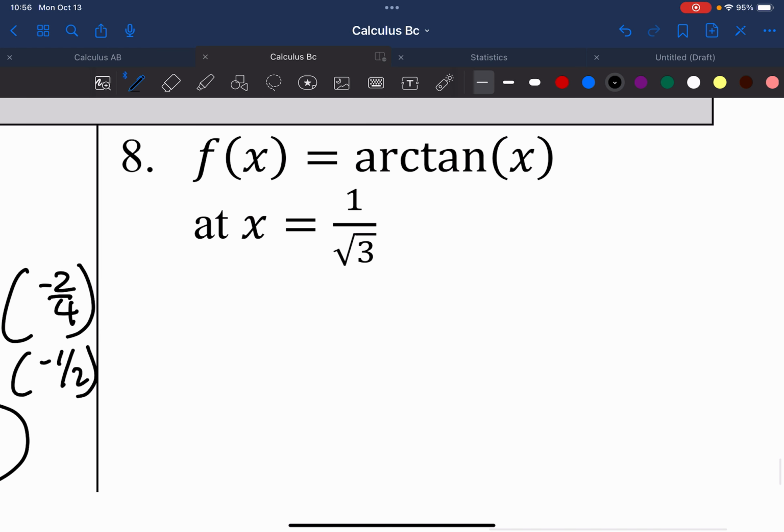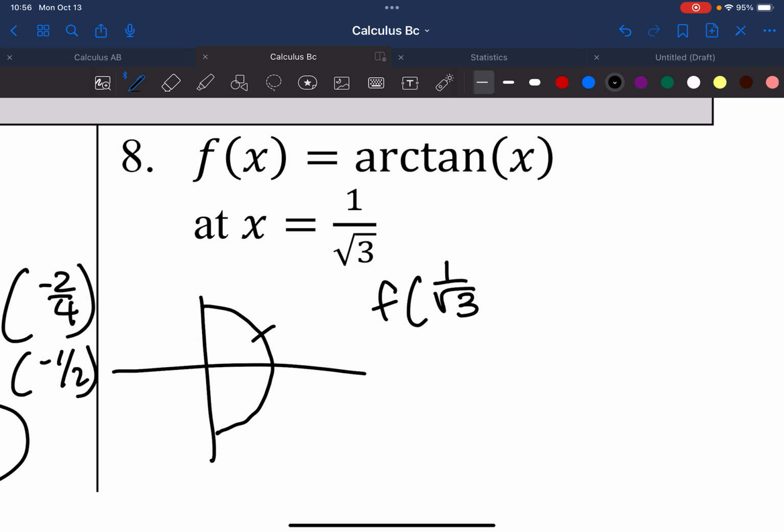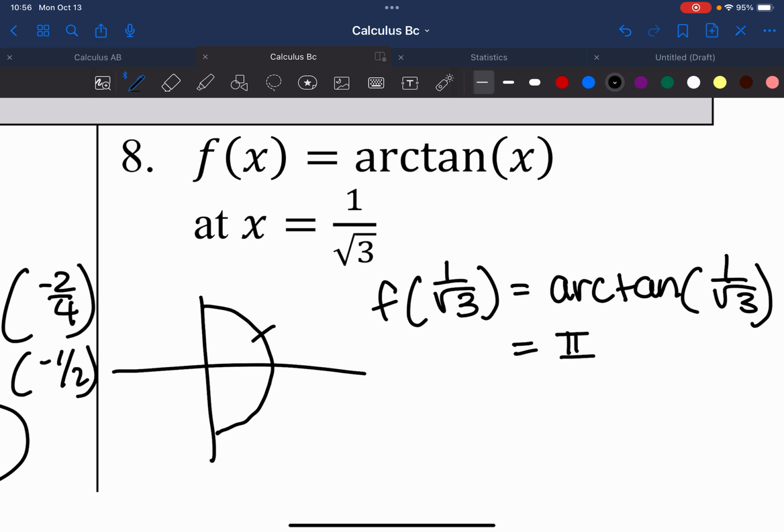And then lastly, number 8, we have f of x is equal to arctangent x. Well, again, recalling the unit circle, it's going to be around over here. So we know that f of 1 over the square root of 3 is equal to arctangent of 1 over the square root of 3, which is going to give us π/6.